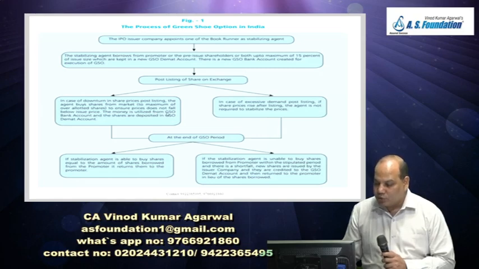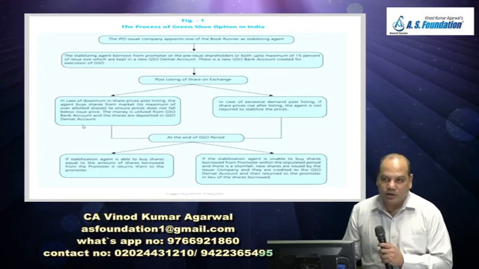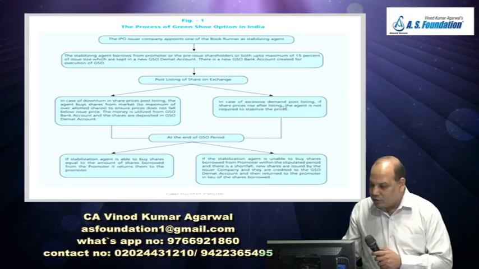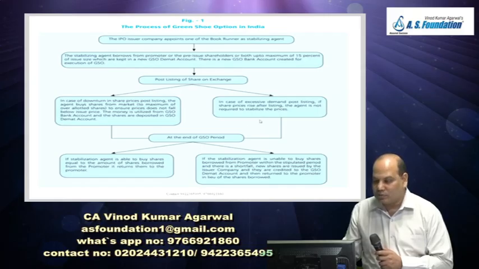The money is utilized from the GSO bank account and the shares are deposited in the GSO demat account. In case of excessive demand post listing, that is, if the share price rises after listing, the agent is not required to stabilize the prices. So here he will not purchase the share.